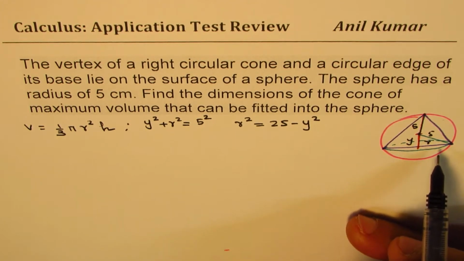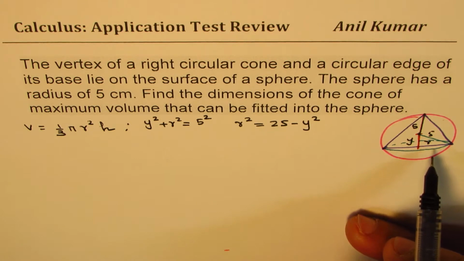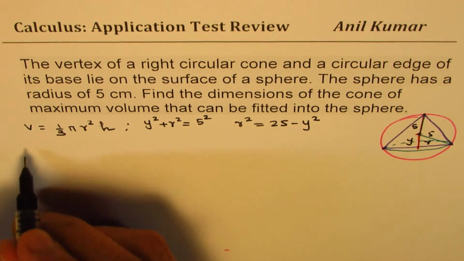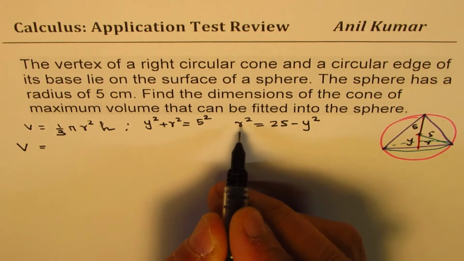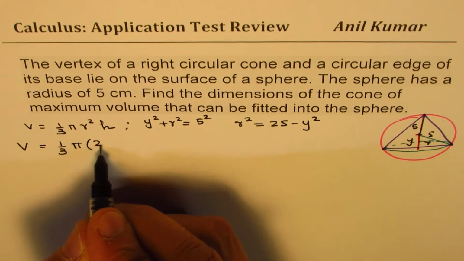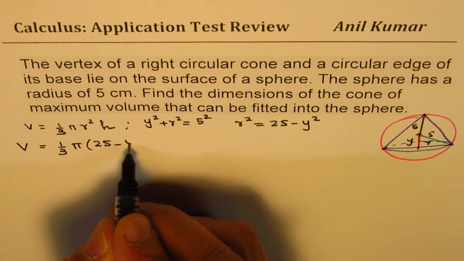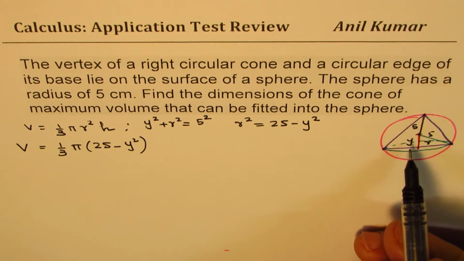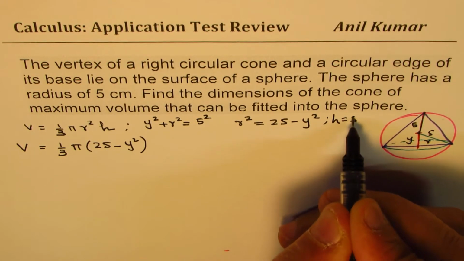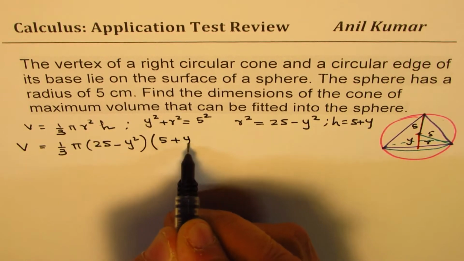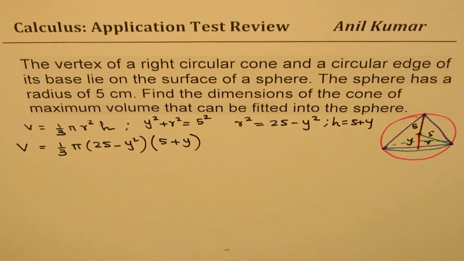So we utilize the radius r to form our equation. This is very critical to understand, and that is how you should do it when a cone and sphere are involved. Replacing r square by this, we get volume as a function of y as 1 over 3 pi times (25 minus y square). And what is the height? The total height is 5 plus y, right? So let me write here, height is 5 plus y, total height, times (5 plus y). So we have the whole function in one variable. That is the most critical step.